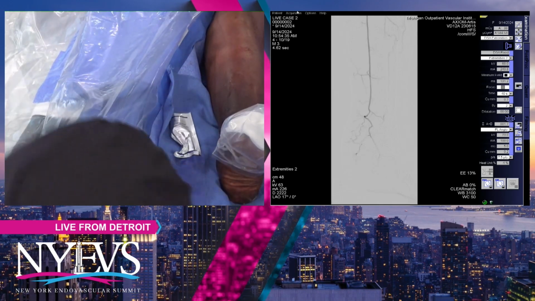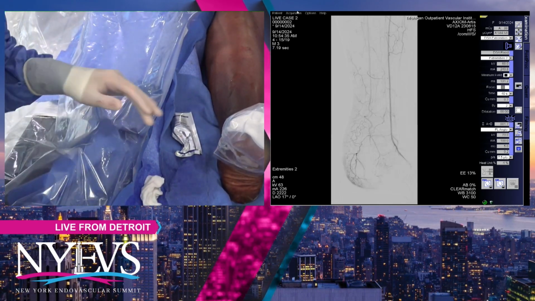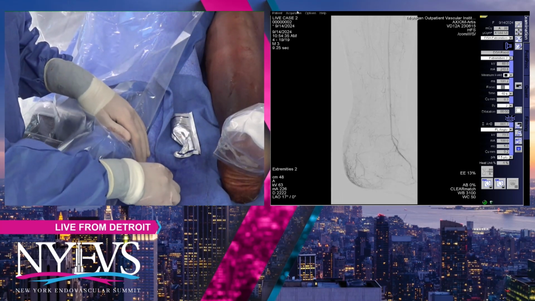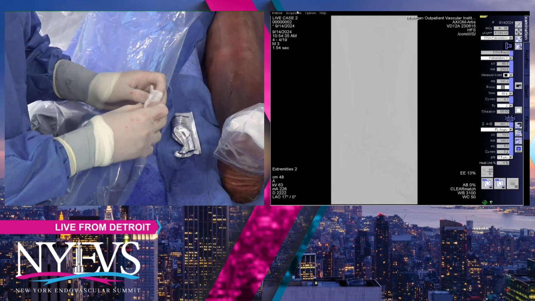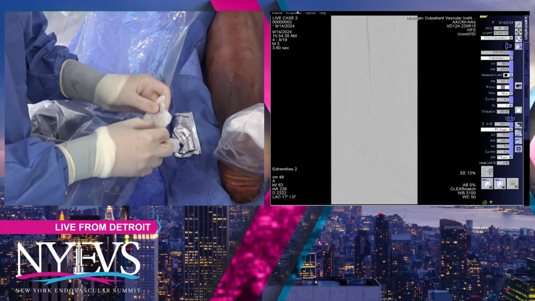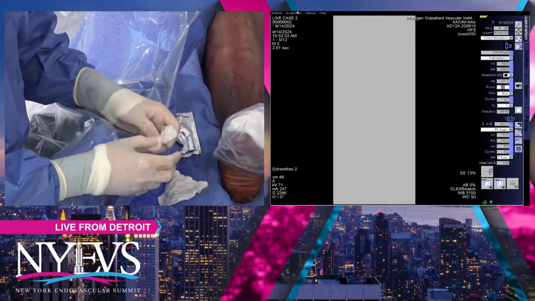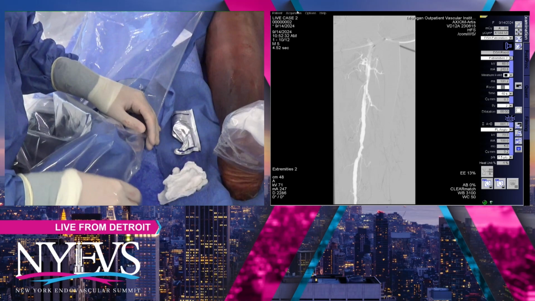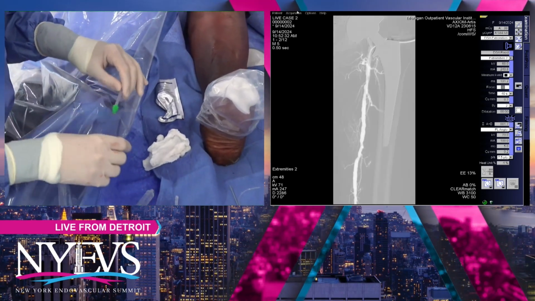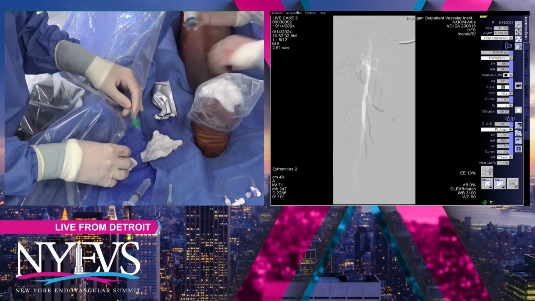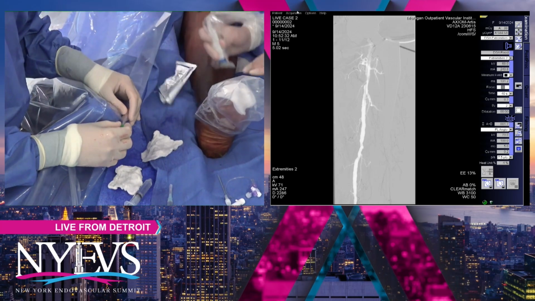So Fadi, would you be able to show us the more proximal images as well? Proximal images of the tibials? Of the SFA pop as well. Can you go back to the SFA? Going back right now. Yeah. Then do you have the one for the pop tibial?